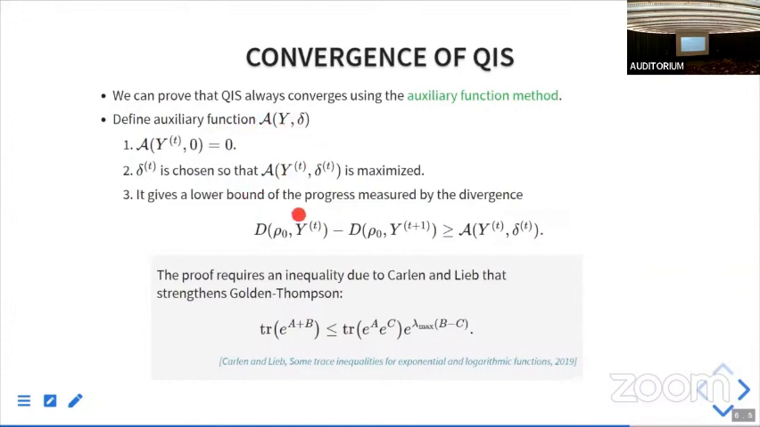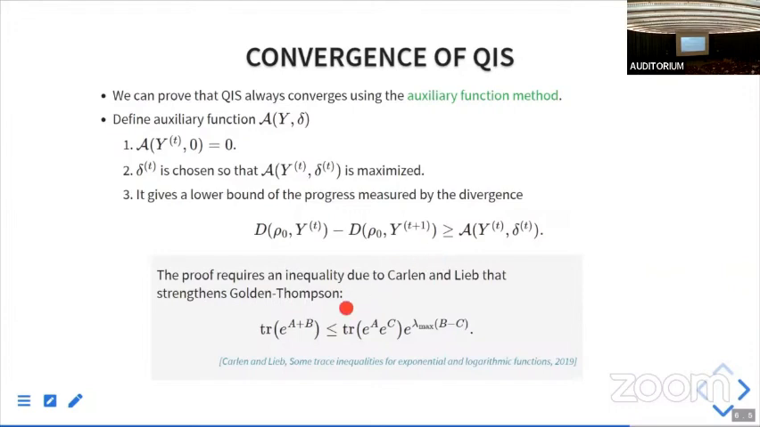The third property of the auxiliary function is that it measures the progress. You consider some initial state, and at time step t you have y_t, and at step t plus one you have y_{t+1}. You measure the difference, and it's positive. So in some sense this thing decays, but it's starting from a finite value. You cannot decay forever, right? So this would prove that this algorithm converges. And to prove this inequality, you have to use a very strong, very interesting inequality called the Lieb inequality.